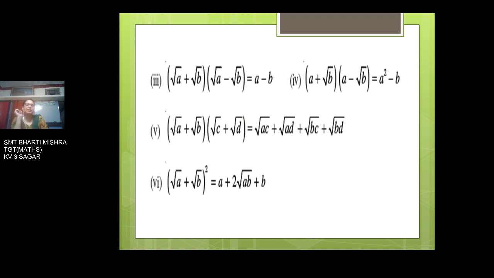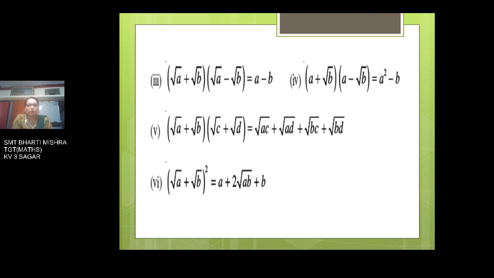Now the fifth identity, (square root of A plus square root of B) into (square root of C plus square root of D). Here as we used to multiply two binomials, the same process, we are going to multiply square root of A into both the terms, then square root of B into both the terms. So the result is square root of AC plus square root of AD and plus square root of BC plus square root of BD.